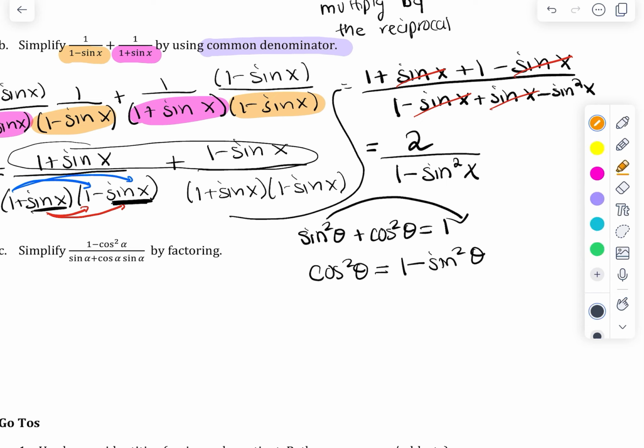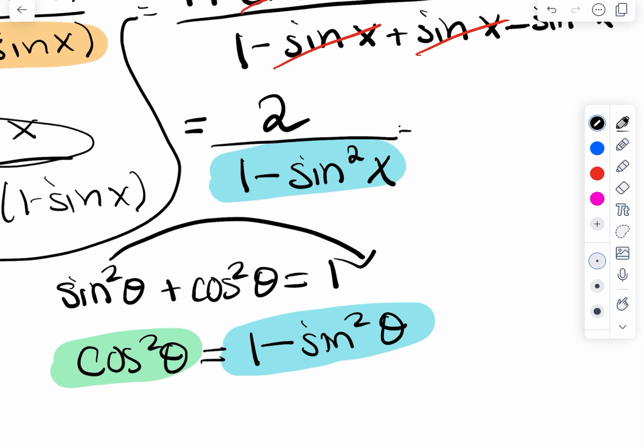So what I have here actually is that 1 minus sine squared theta, which is right here, can be replaced by cosine squared theta. So I'm going to rewrite it as 2 over cosine squared. And in this case, the angle is x, not theta. So we have to just stick to our variable. But again, it's just a variable. You could use smiley face if you wanted to. So it's 2 over cosine squared x.